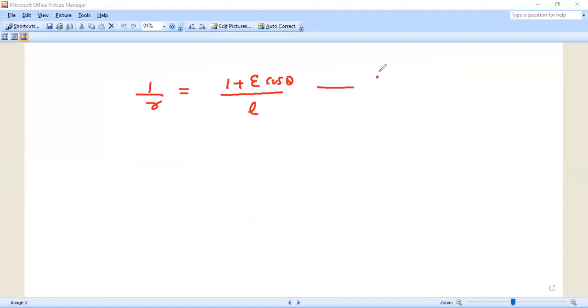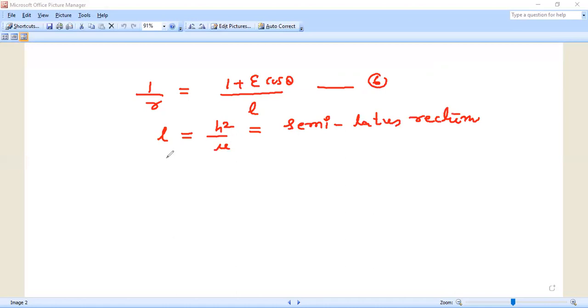Equation 6. Equation 5 and 6, compare this. It's very clear: L is equal to h square by mu. This is called the semi-latus rectum. And epsilon is equal to A h square by mu. This is called the eccentricity of the conic section.